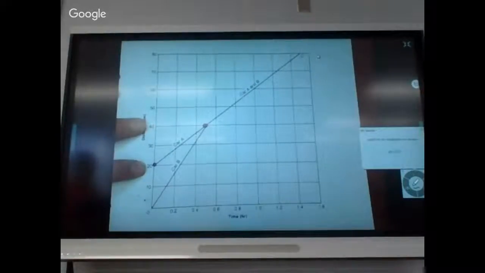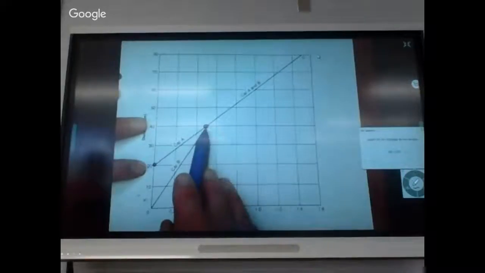Now, how long had the 2 cars been traveling before they met? Now, we can all agree they met here, right?